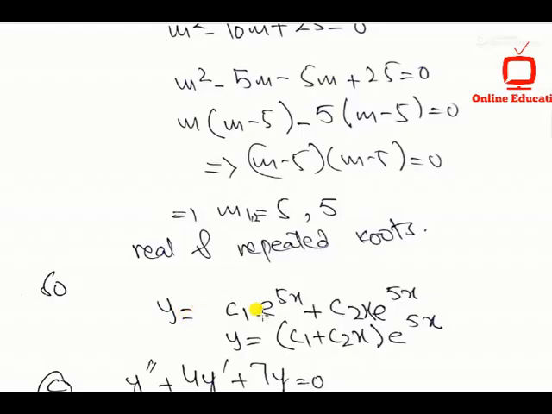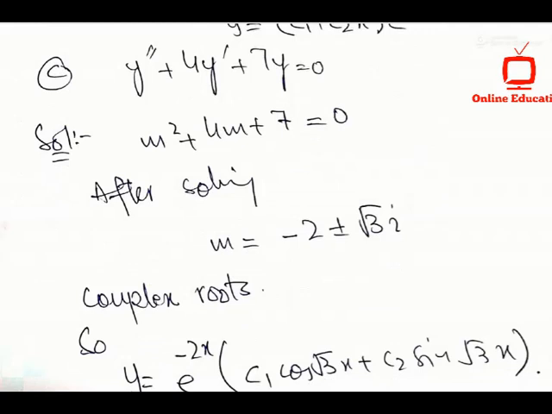So y = c1 e^(5x) + c2, as it is repeating 5 again, we put x here, x e^(5x). Or we can write it as y = (c1 + c2 x) e^(5x), where e^(5x) is common. So this is how we can solve a homogeneous equation. Let's move on to the third part.